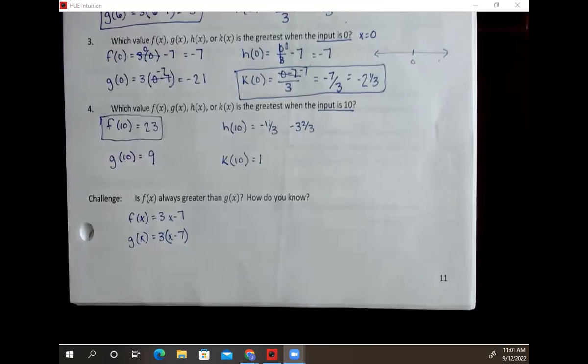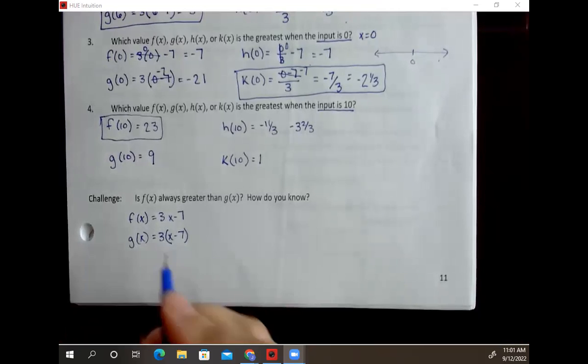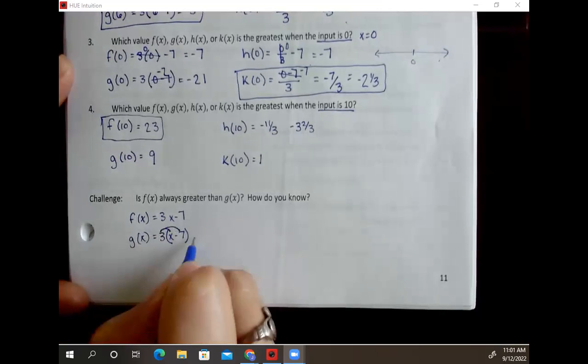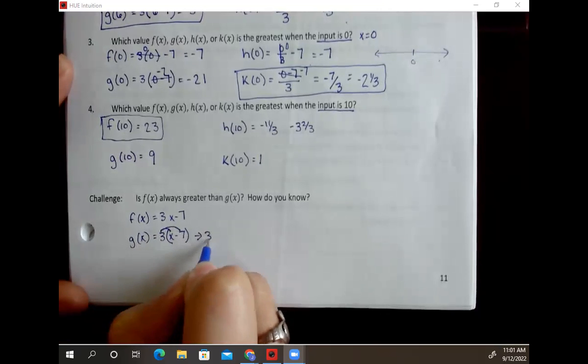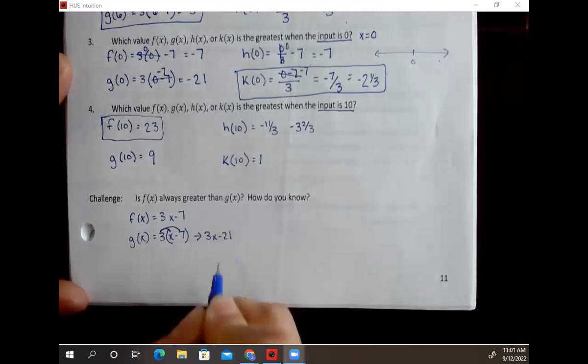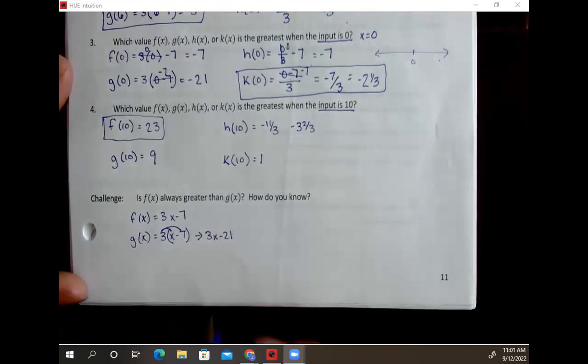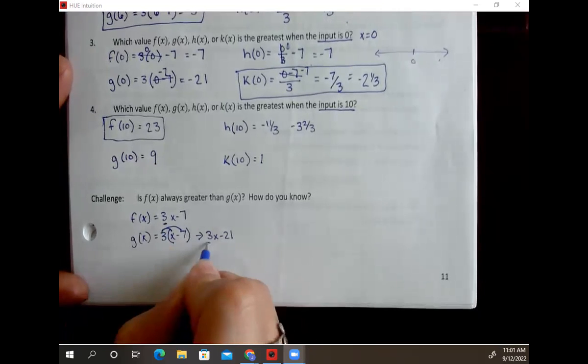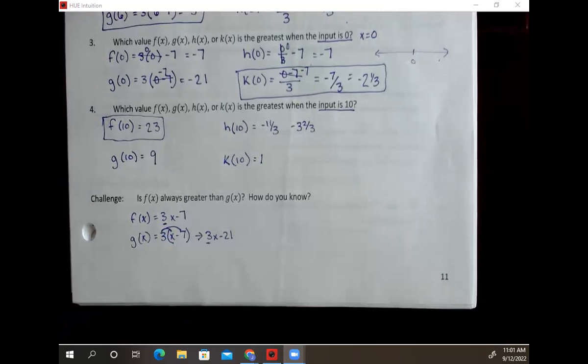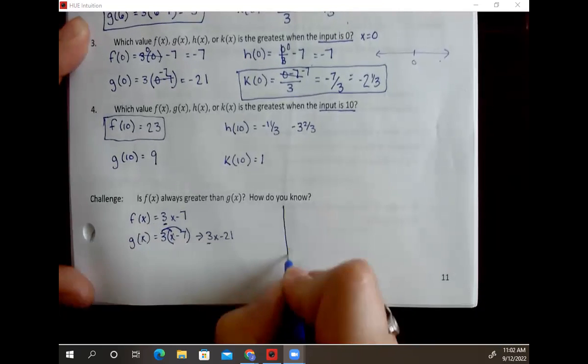So what we can do here, so that we're working on a level playing field, is let's distribute this to get slope-intercept form. So that would be 3x minus 21. So 3x minus 7 and 3x minus 21. I want you to notice these lines have the same slope. Do you see that? 3x and 3x, same slope, okay? What does that tell me about these lines? They have the same slope. They are parallel, yeah. So what we've got is something like this.